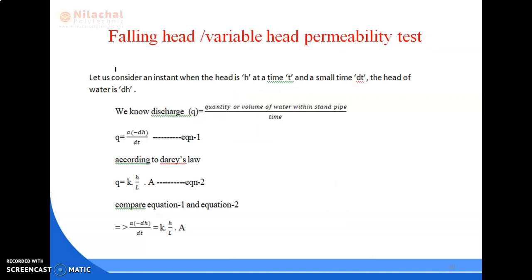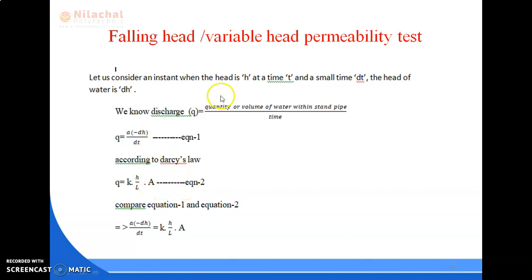So we know discharge q equals the quantity or volume of water within the standpipe divided by time. So q equals a into minus dh by dt, as the head drops or falls here, so we give the minus sign. We call this equation 1. Then according to Darcy's law, q equals k into h by L into A. We call this equation 2.